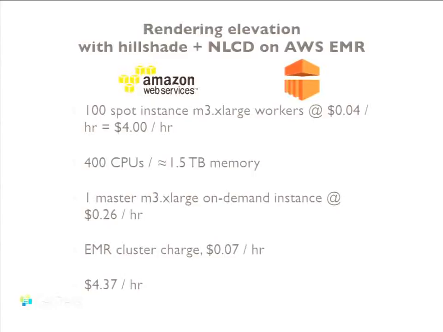And the EMR cluster charges you like 7 cents. EMR is Elastic MapReduce. It's a really awesome AWS service. Talk to me later if you want to know more. So this is less than $5 an hour for a cluster.